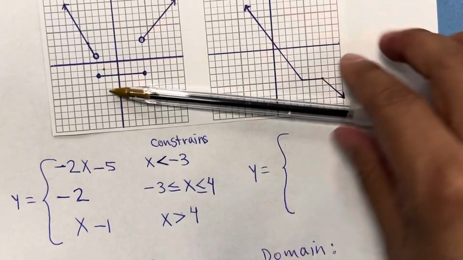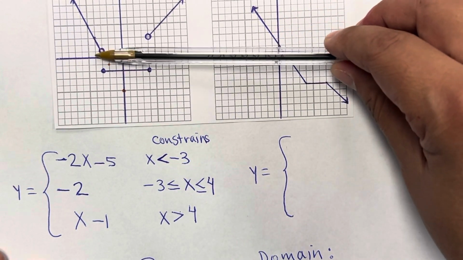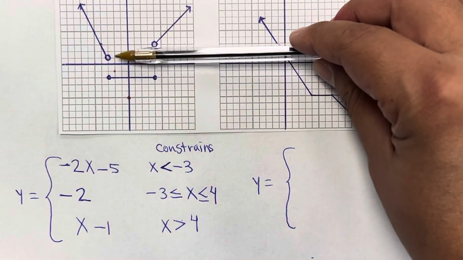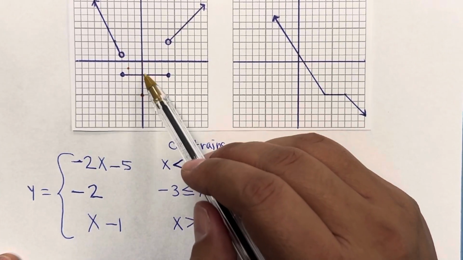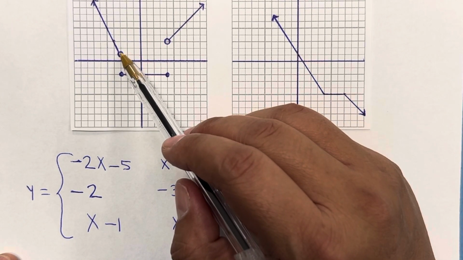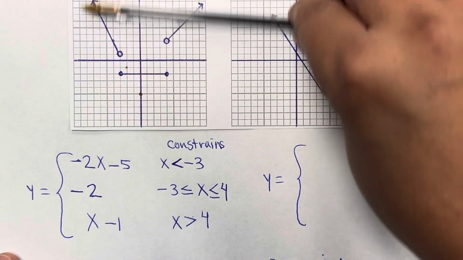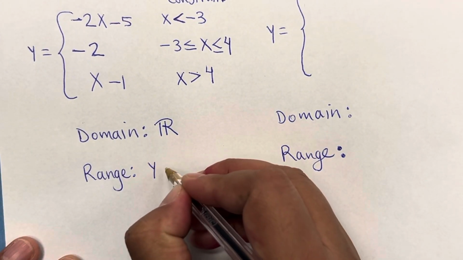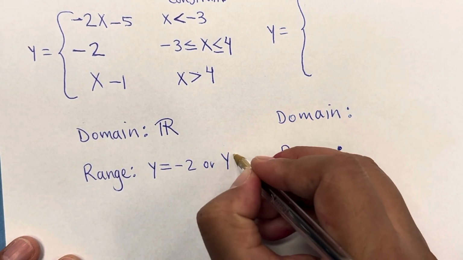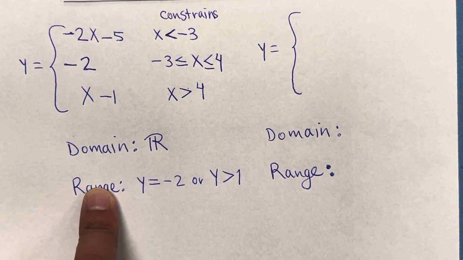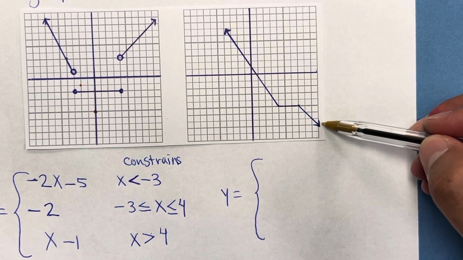For the range, we do the same thing, but it touches only at -2 for the value of y, and then it starts again right here, not including the 1. It's greater than 1. So again, y is equal to -2, and again, greater than 1. So we're going to write y is equal to -2, or y is greater than 1. That's the range.